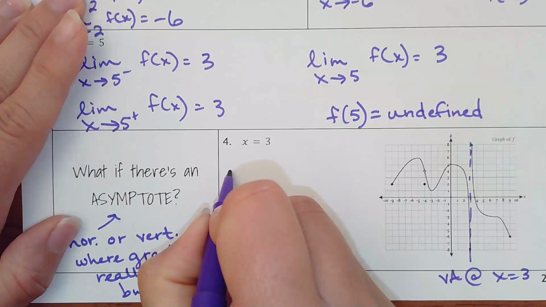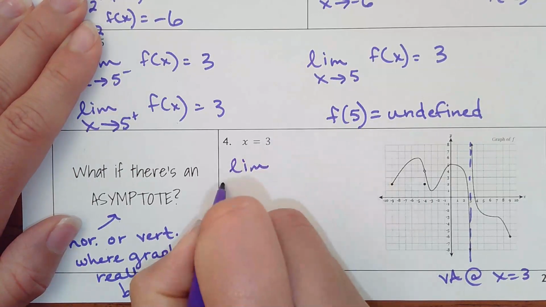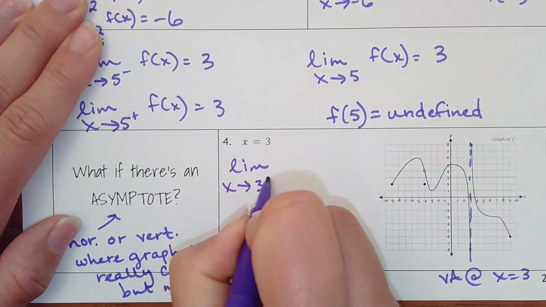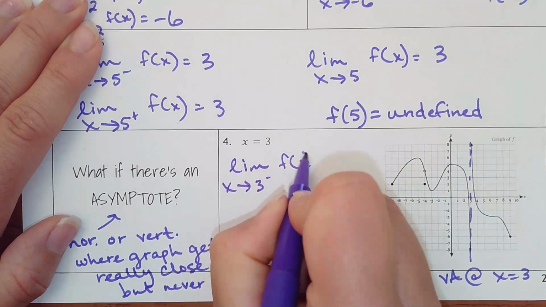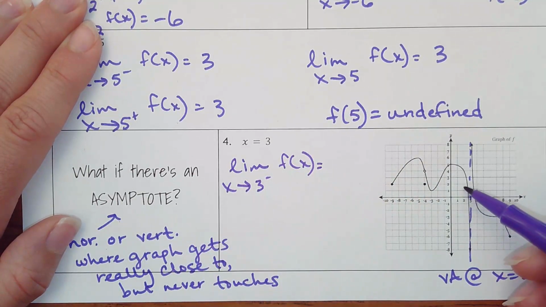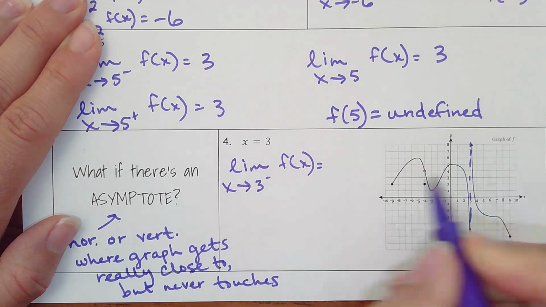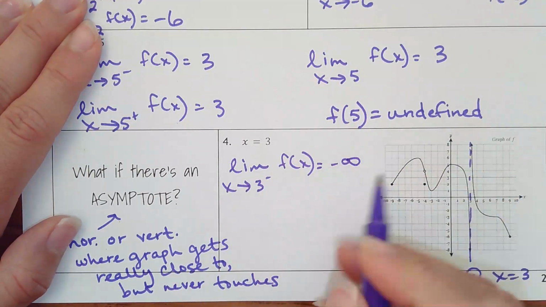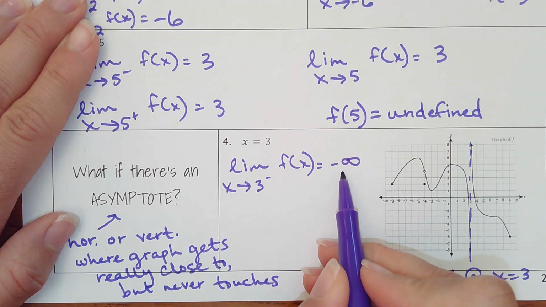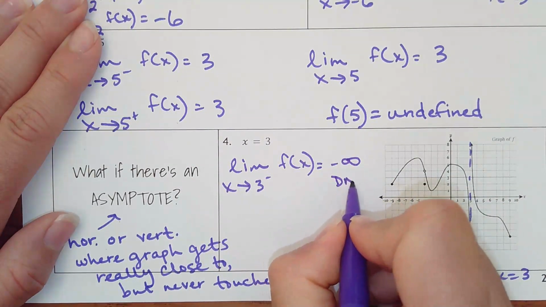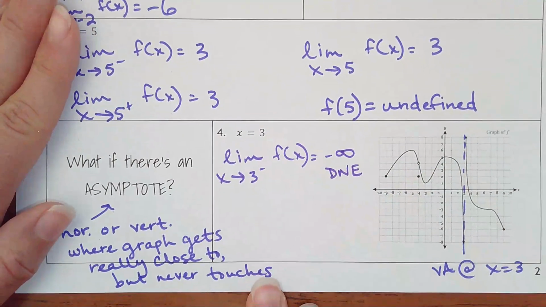So what I would say is that limit as x approaches 3 from the left, 3 from the left would be following this side. See, I'm going down and down and down. That would be negative infinity. But because that's not an actual numerical value, we're going to say does not exist.